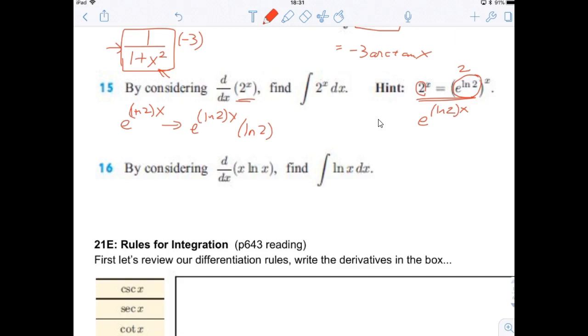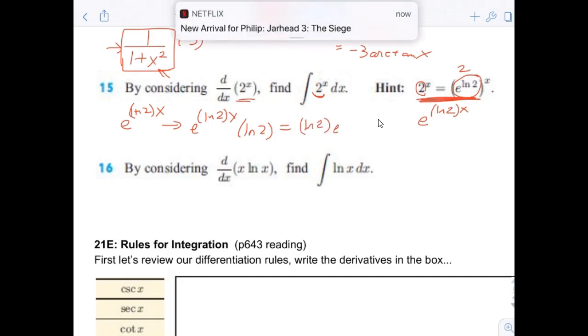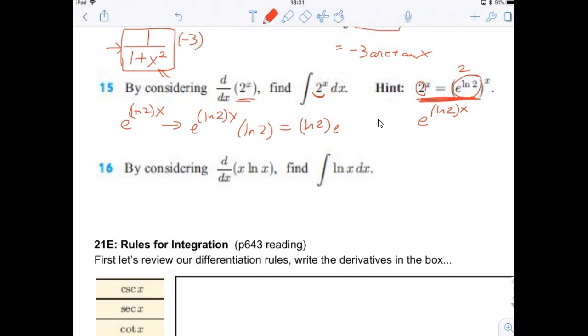And then you compare that with the expression here, okay? Let's rewrite the derivative here using this identity. So e to the natural log of 2 to the x is the same thing as 2 to the x. So basically this is natural log of 2 times, I'm sorry, not e, 2 to the x. Okay? So I know that the derivative of 2 to the x is this.